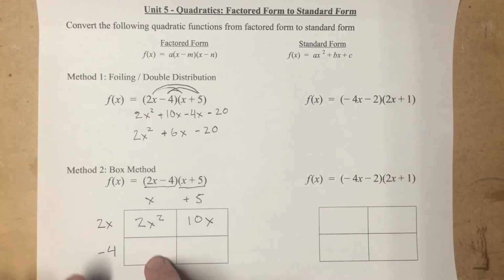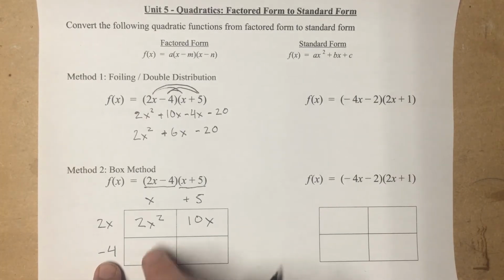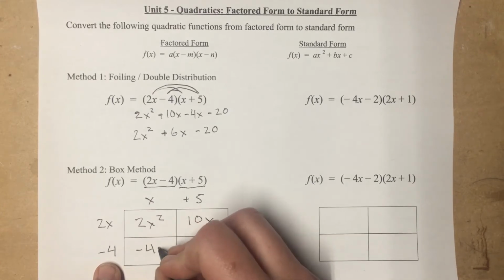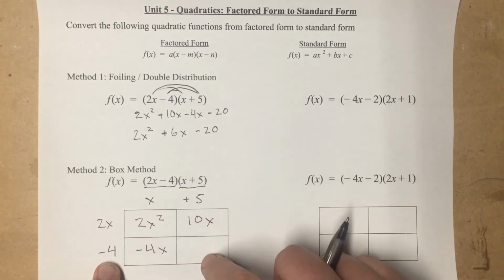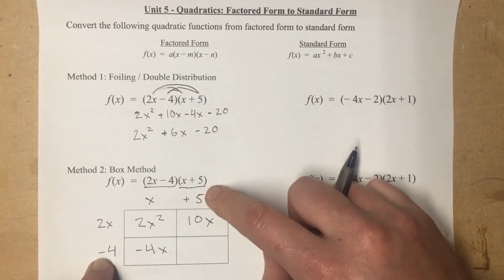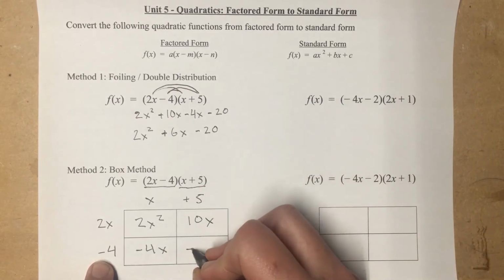This box here, we're going to multiply. We have a negative 4 times an x, which makes a negative 4x. And then this box down here is going to be the negative 4 times the positive 5, which is going to make a negative 20.